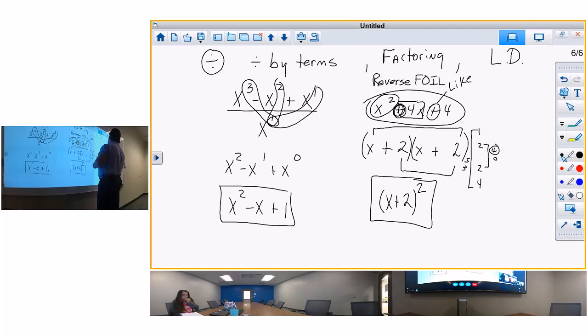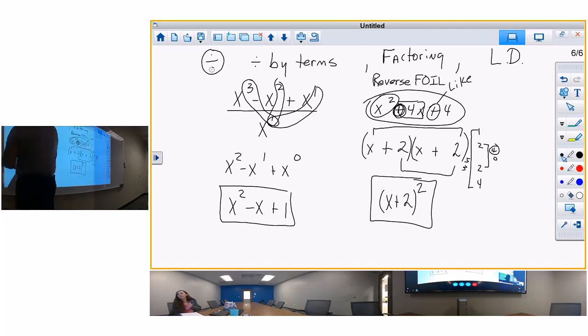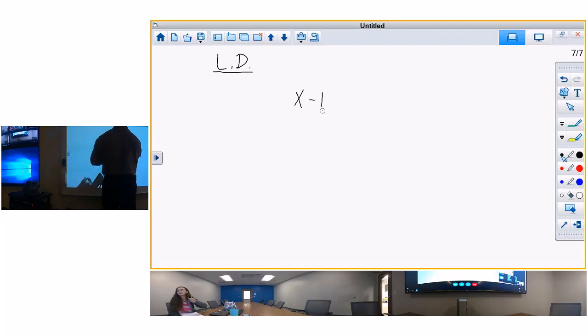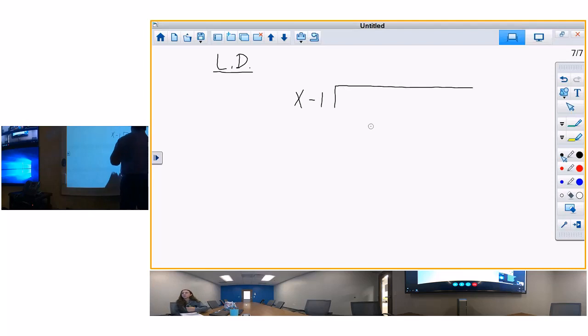So let's just go to the next page and go over long division, which we're going to go over again probably, but I'm just giving you a little small example. Long division. X minus 1 into x squared plus 3x minus 3.